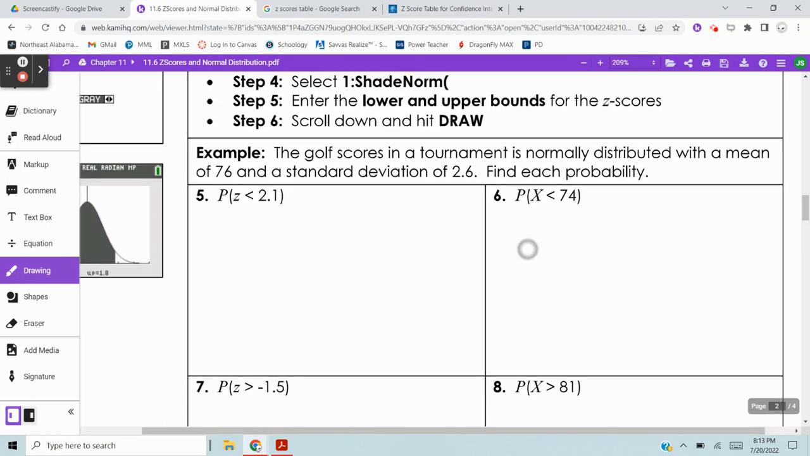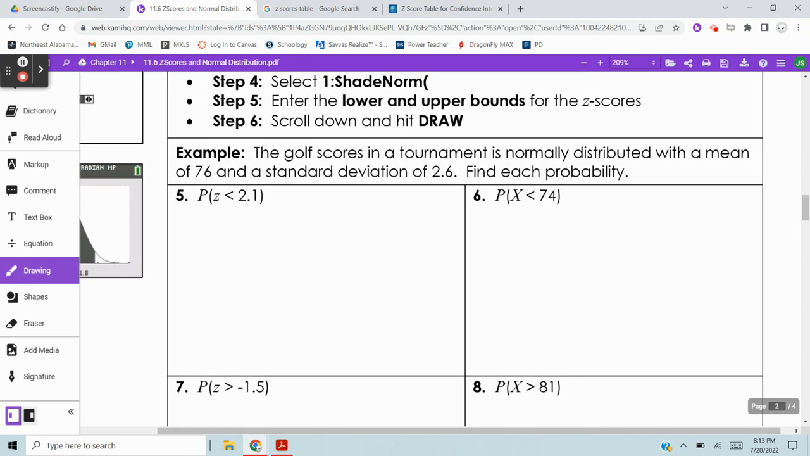We want to show you how to do this with what we call a z-score table. It says the golf scores in a tournament are normally distributed with a mean of 76 and a standard deviation of 2.6. Find each probability. Now I want to point out that it says the probability that z is less than 2.1, and here it says probability of x is less than 74. Z is a z-score. So that means that you're 2.1 deviations away from the mean.